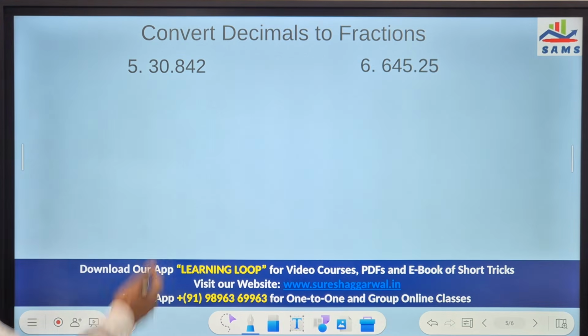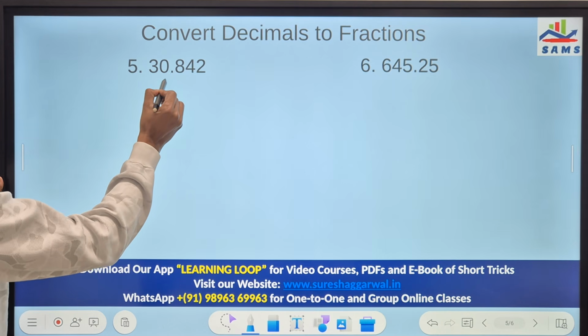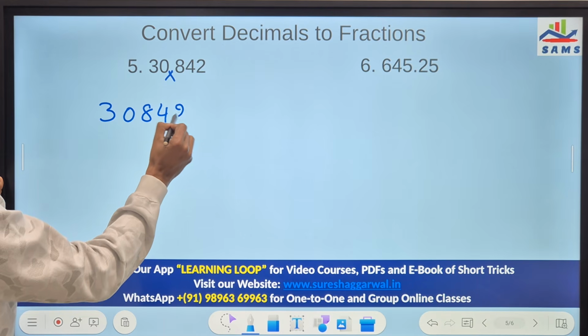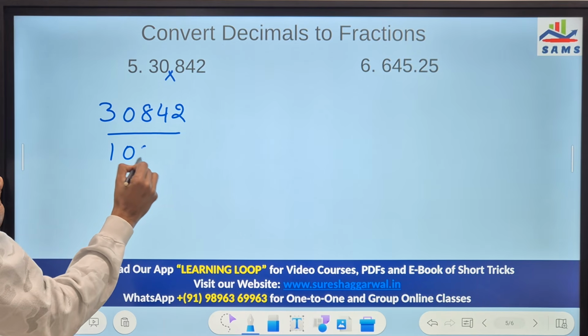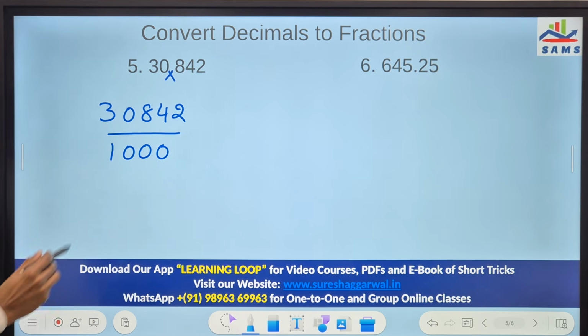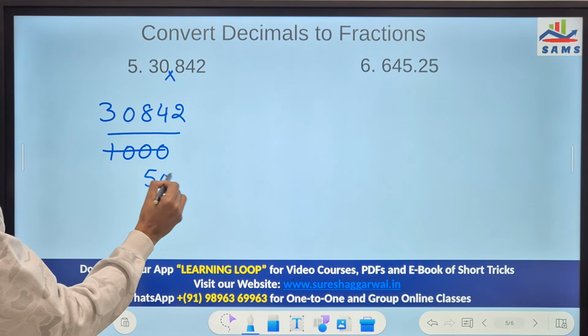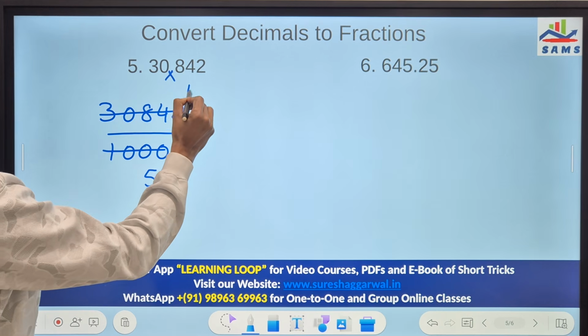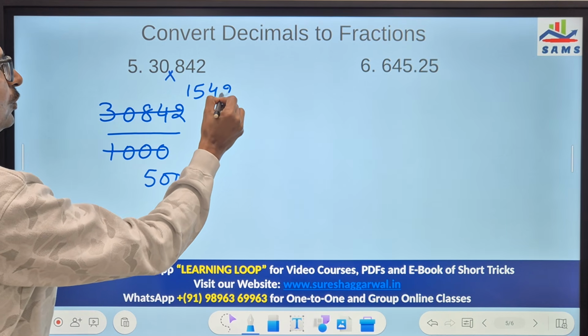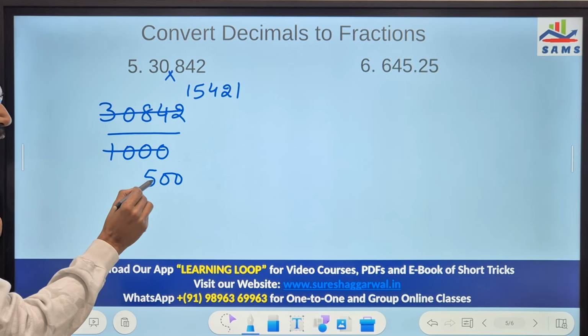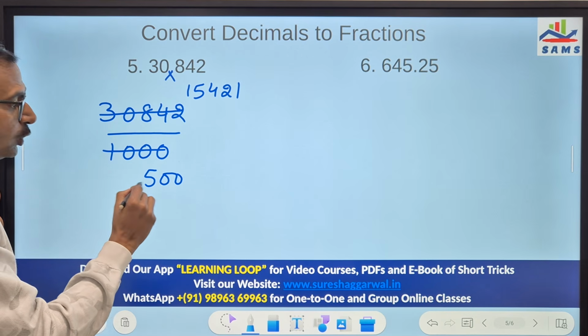Likewise, see big numbers. So we remove the decimal, 30842 and divide by 1000 again, because 3 decimal places are there. Both are even numbers, so divide by 2 first. 500 divide by 2, 15421, and now I see that this 500 is actually divisible by 2 and 5. So only 2's and 5's are there.